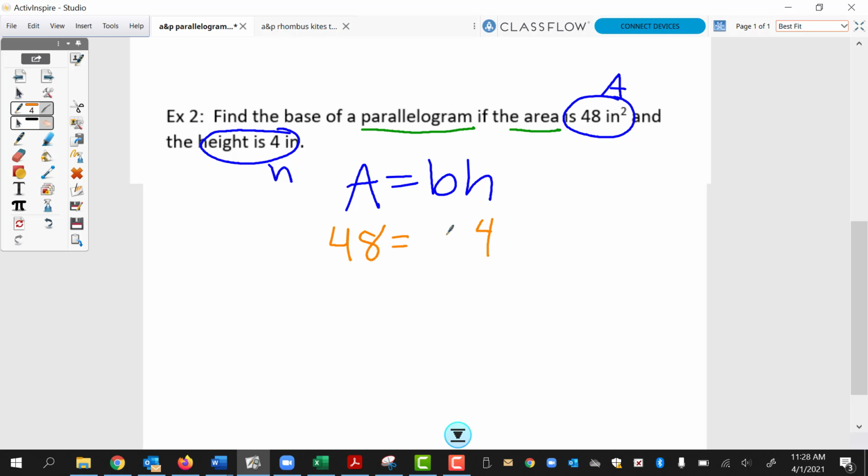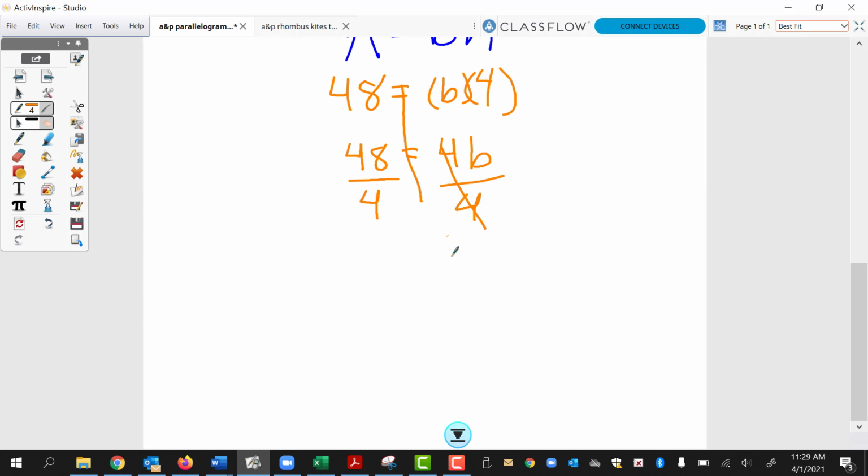I don't know what B is, so I'm going to put B in parentheses, because we're multiplying these together, okay? So to solve this equation, we know B times 4, that's 4B. And we know, oh, to get 4 to move to the other side, you gotta do the opposite. So this is multiplying, so I divide to get 4 to go to the other side. And 48 divided by 4, you would type in Desmos, or like you know that 48 divided by 4 is 12. So that means my base is 12. Okay?